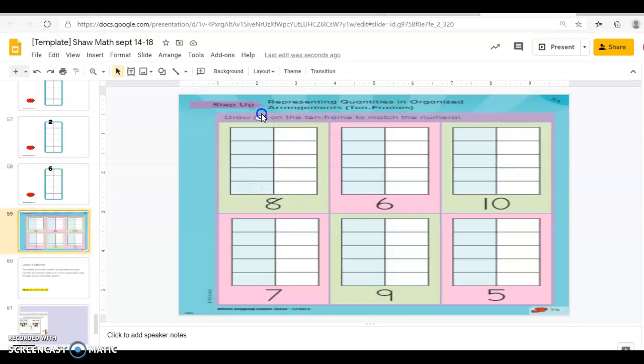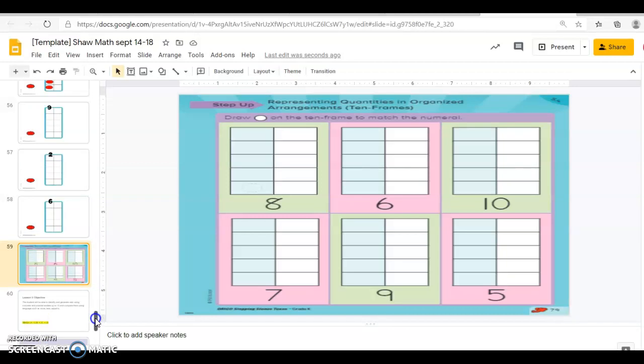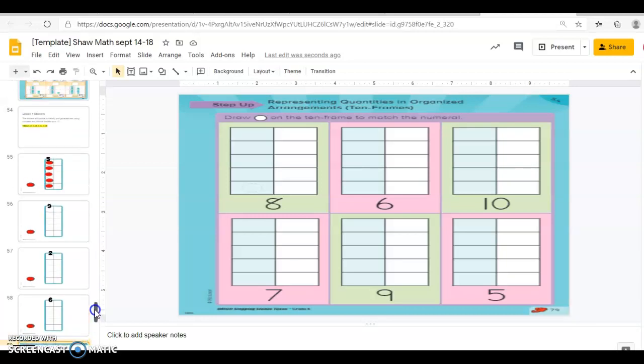So you're going to draw little circles on the 10-frames to match the numeral. So you're going to draw to match 8, 6, 10, 7, 9, and 5. So our math activity today does not take too long. So hopefully you can go and do the activities and work with the 10-frames.